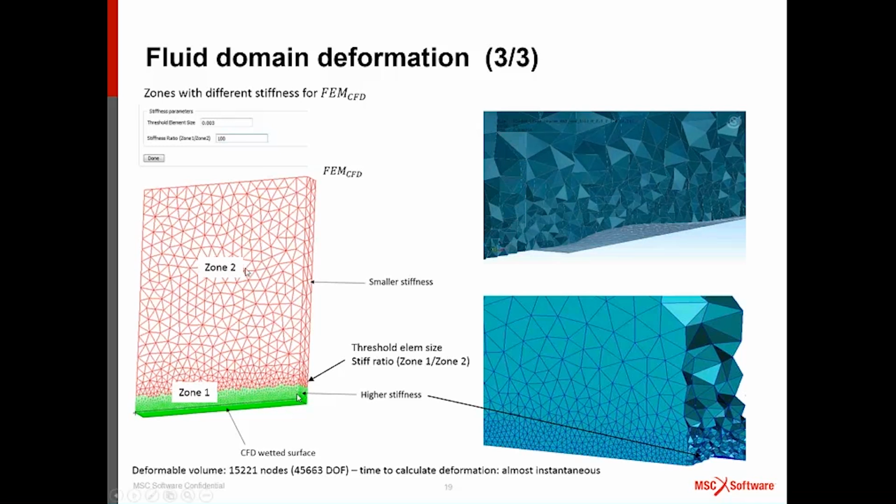And we have a different zone, zone 2, in which the elements have a smaller stiffness because they are bigger, so they can deform more. This area is far from the boundary layer, so it is, I would say, less important. And we can do it through the graphic user interface. Just to give an idea of the time taken by this technology to deform the CFD domain: for this model, which has something like 45,000 degrees of freedom, it is almost instantaneous. Everything is shared in memory, so it is really, really fast.